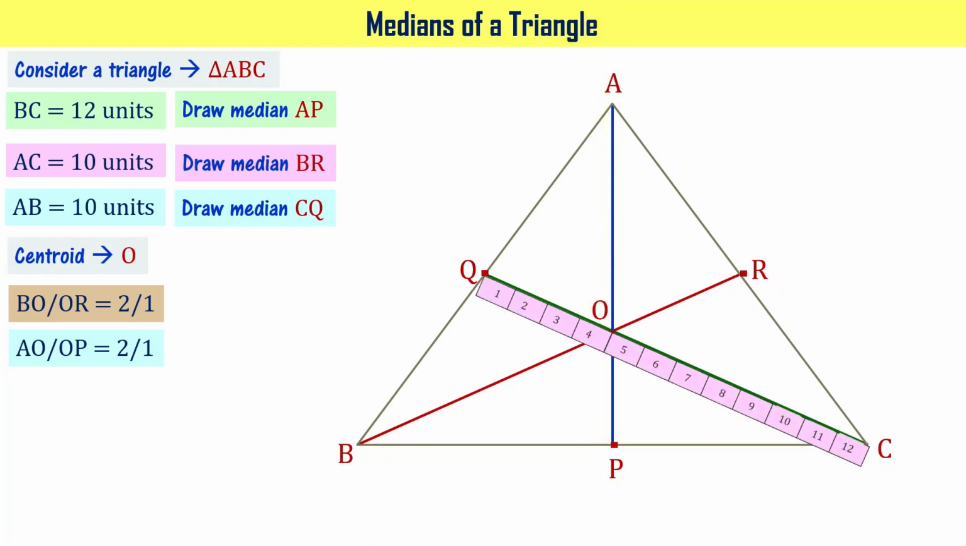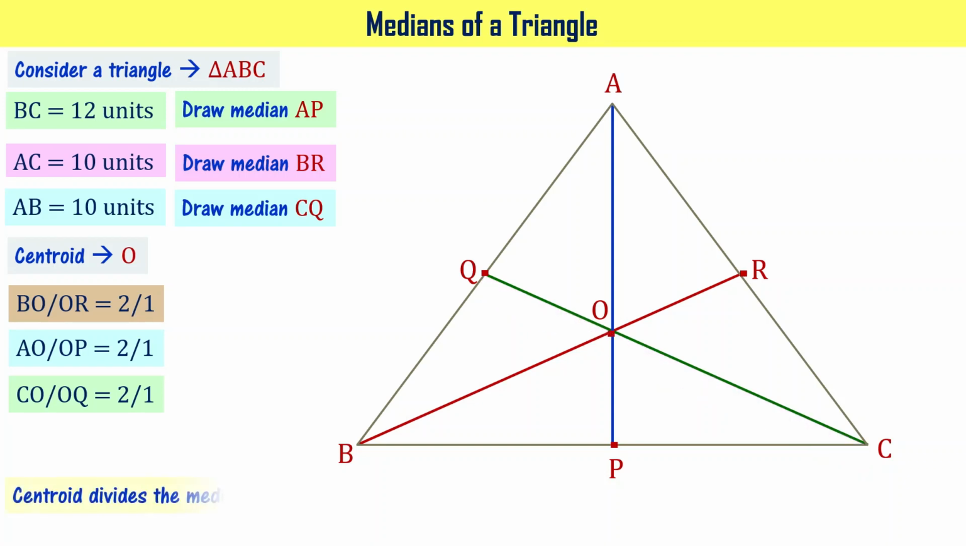Similarly, if I take the measure of QC with a different scale, I get CO by OQ equal to 8 by 4, that is equal to 2 by 1, right? So what you have understood is the centroid divides the median in the ratio 2:1, irrespective of which median you take and which triangle you take, right? With this concept in mind, let's go and derive the formula for the centroid of a triangle.